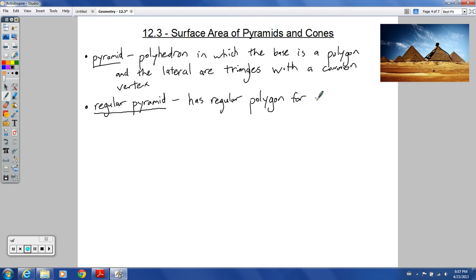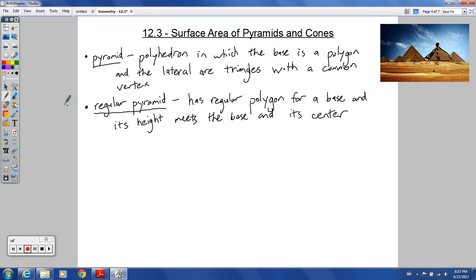So it has a regular polygon for a base, and its height meets the base at its center. So in a sense, it's going straight up and down. The center of this pyramid, the square of there, would be right about there, and as you go up, it meets right where its vertex is. The height and the center of the square, they have that in common. This is perpendicular, straight up and down right there.